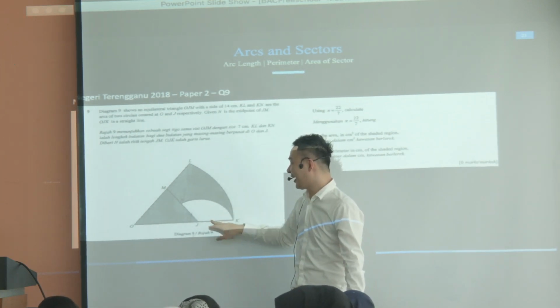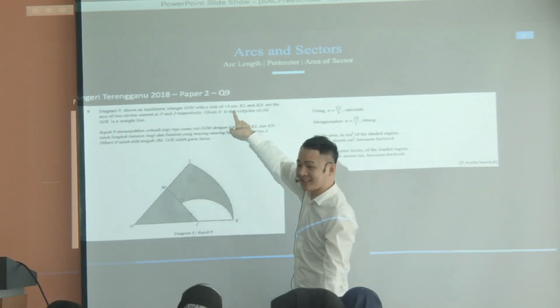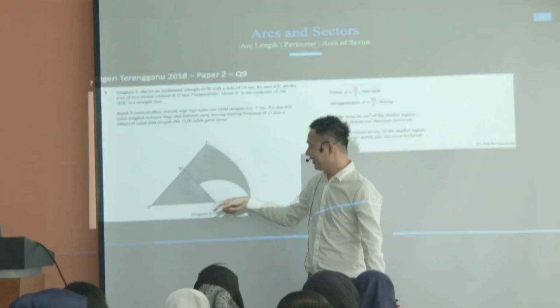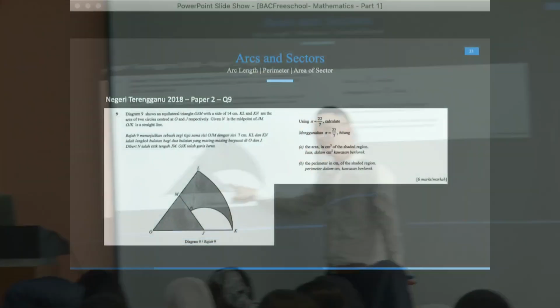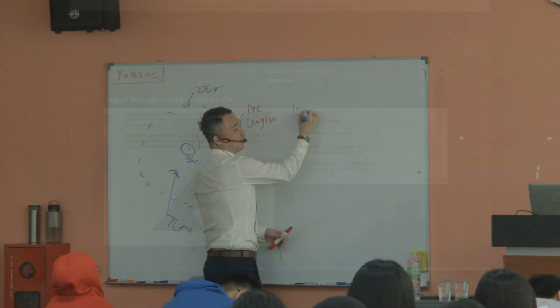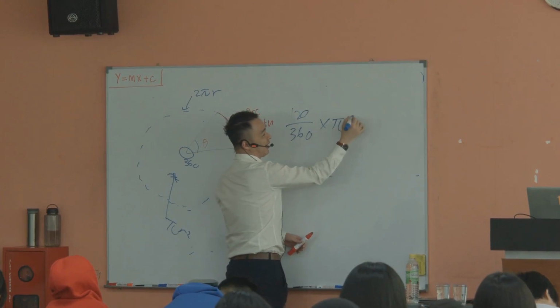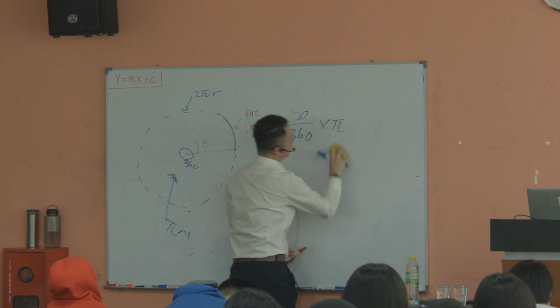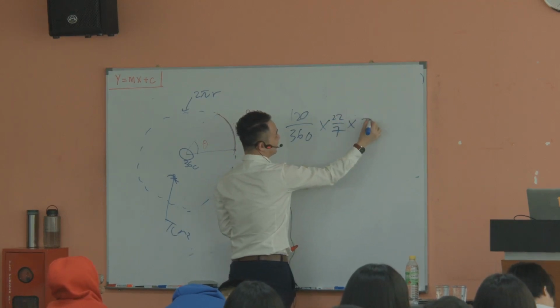After you get the angle, you know this one is 14 centimeter and this end is the midpoint, then you know this one will be 7. So you have the r, you have the angle, you can find the area easily, right? Use the second formula. So what I will do here is 120 over 360 multiply pi r square. I don't use pi, I use 22 over 7. r is 7 square.